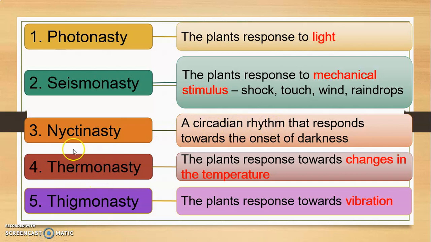Thermonasty. Thermo refers to the temperature. The plant responds towards changes in the temperature. And then Thigmo. Thigmo refers to vibration. The plant responds towards vibration.